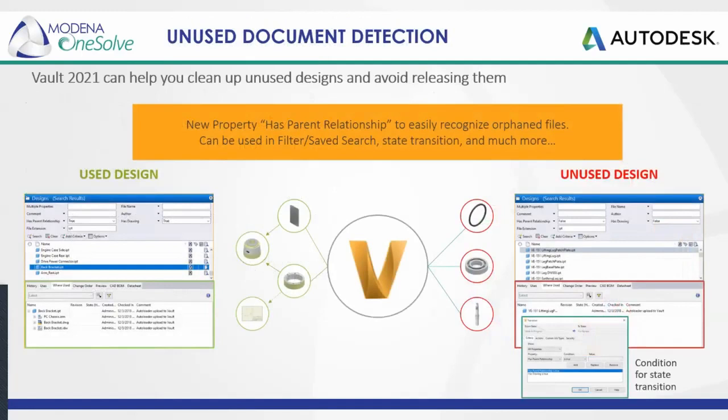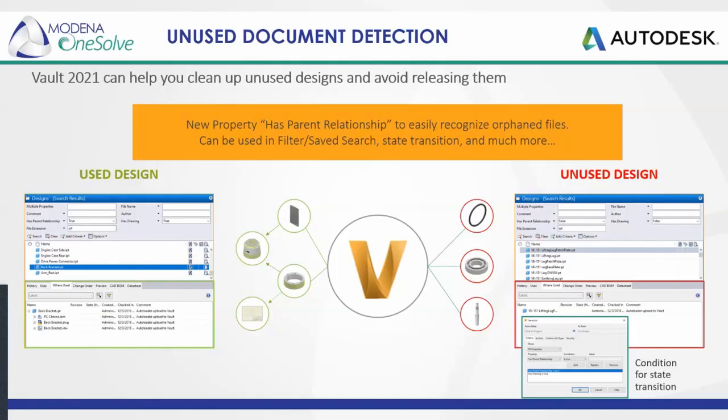Here's our unused documents detection. With Volt 2021, it now helps you detect and clean up unused files that are no longer required and prevent unused files from being released. A new property has been added to help identify orphaned files. The has parent relationship property is true for files that are being used and false for files that are no longer being used. You can use this new property as a filter or in a saved search, or even during a state change to automatically archive orphaned files.